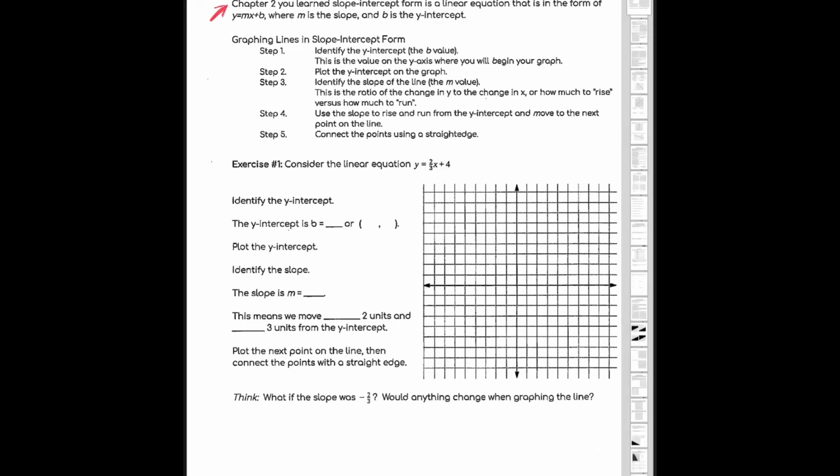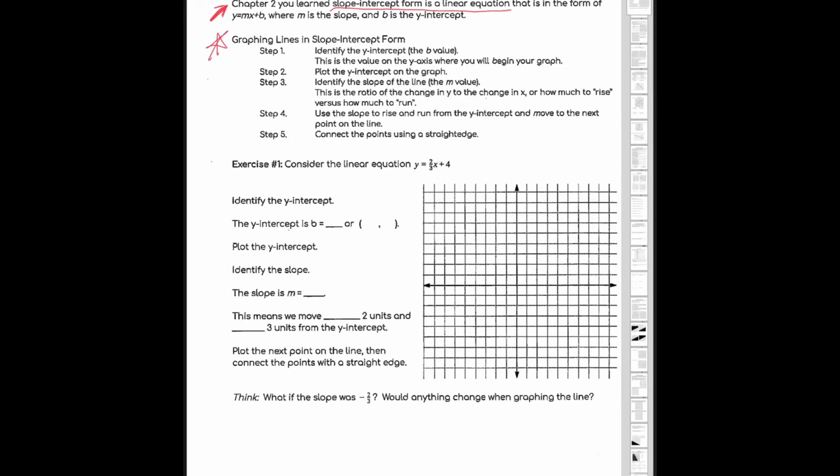So today we're going to look at lines and graphing them in the slope-intercept form. So remember in Chapter 2, you learned slope-intercept form from a linear equation, and that is in the form of y equals mx plus b, where m is the slope and b is the y-intercept.